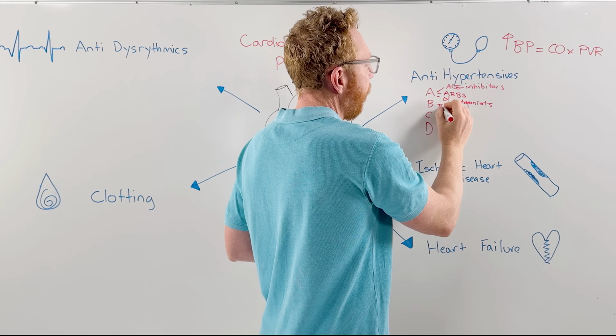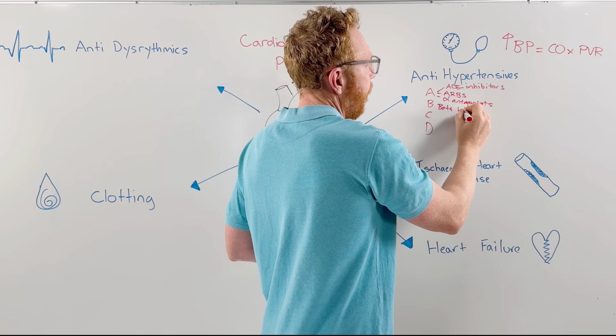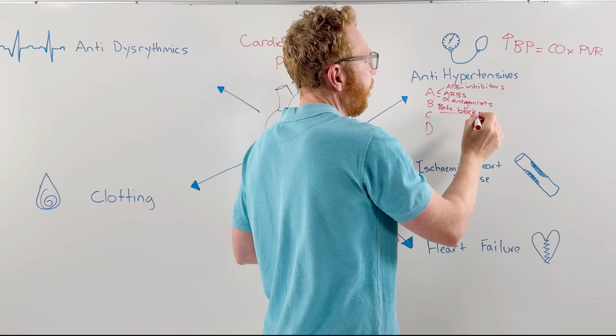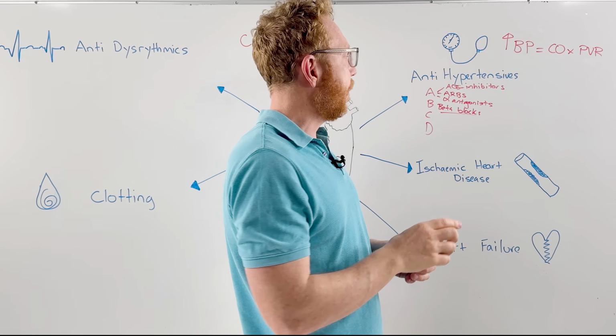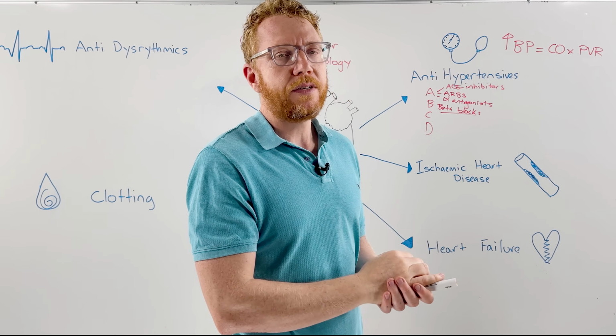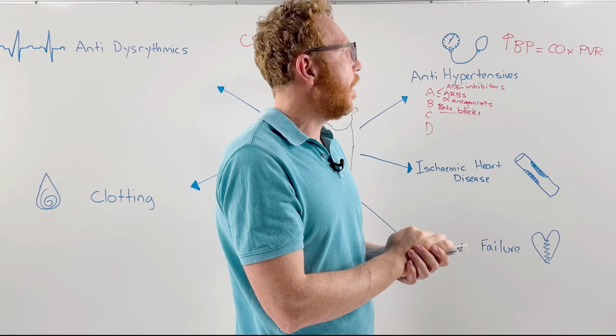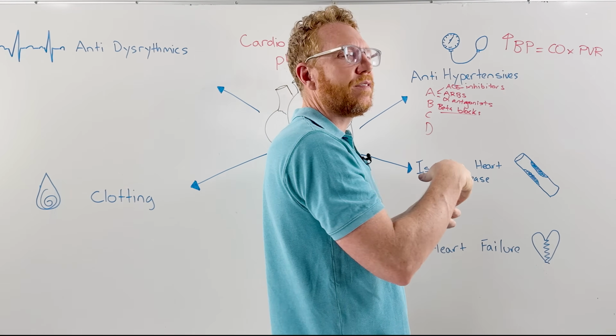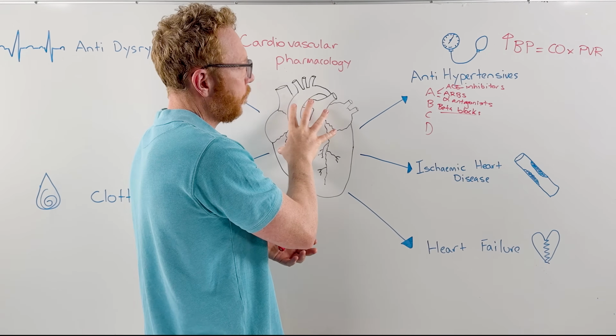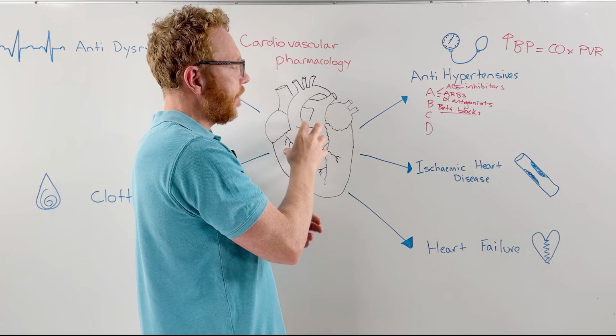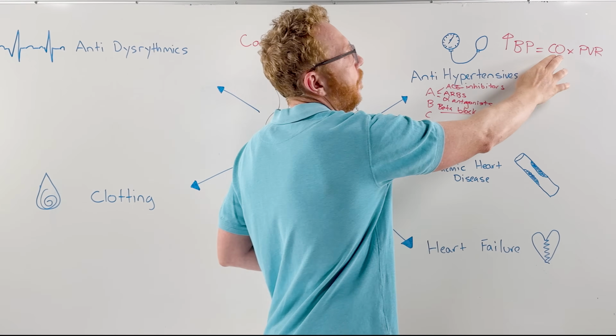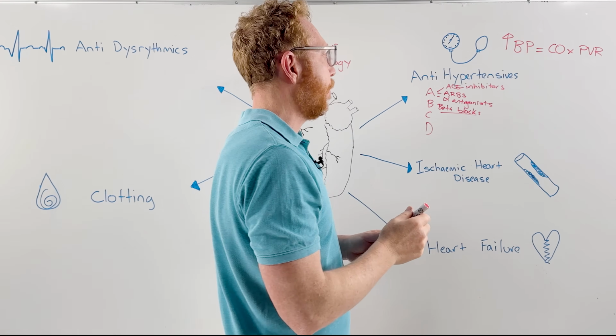B, we've got your beta blockers. Beta blockers block the beta 1 receptor, so adrenaline doesn't bind to it well, therefore it decreases its effect on the heart. So specifically the speed of the heart and the force of the heart, decreasing cardiac output, decreasing blood pressure.